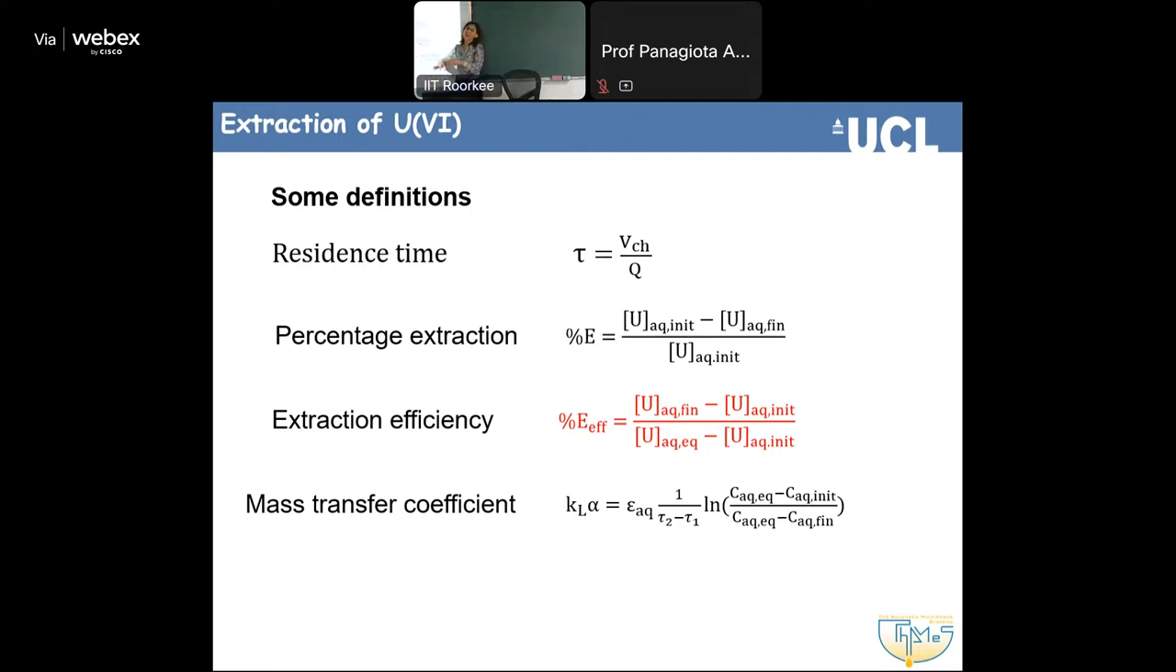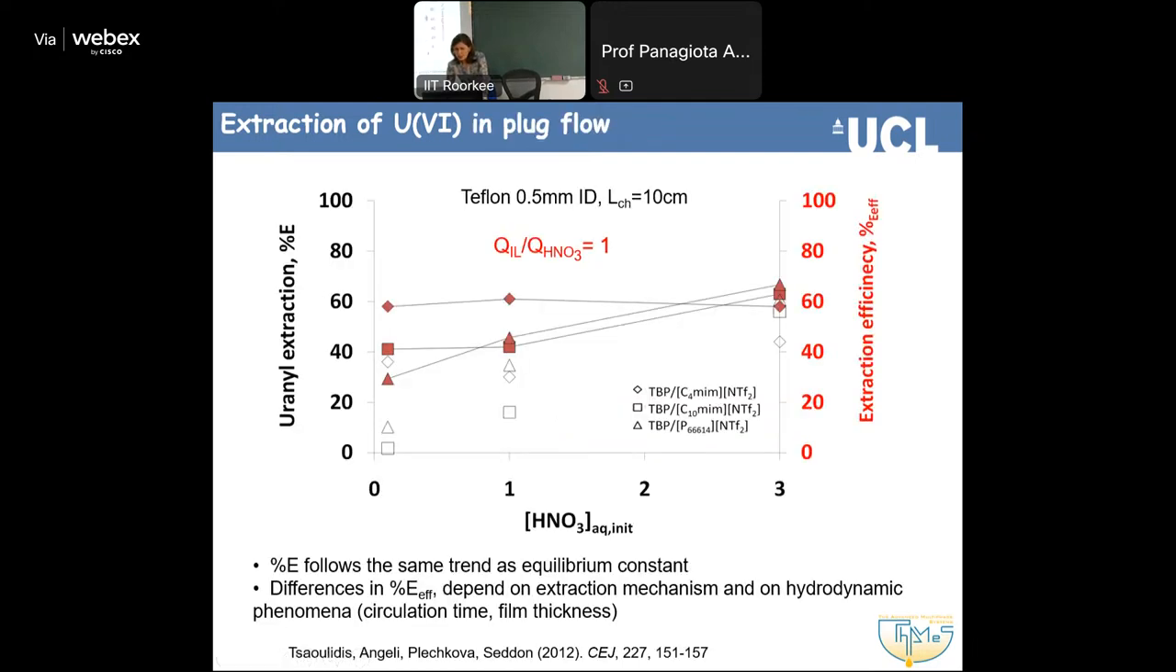This is the actual one. That's how much in amount I extracted, 10%, I don't know, of the 100 grams I had initially. But this tells me at the end of the channel how far away I am from equilibrium. And then the mass transfer coefficient, there are a few definitions out there. It's the overall mass transfer coefficient, and it includes both the mass transfer rate and the interfacial area. So let me show you some results now.